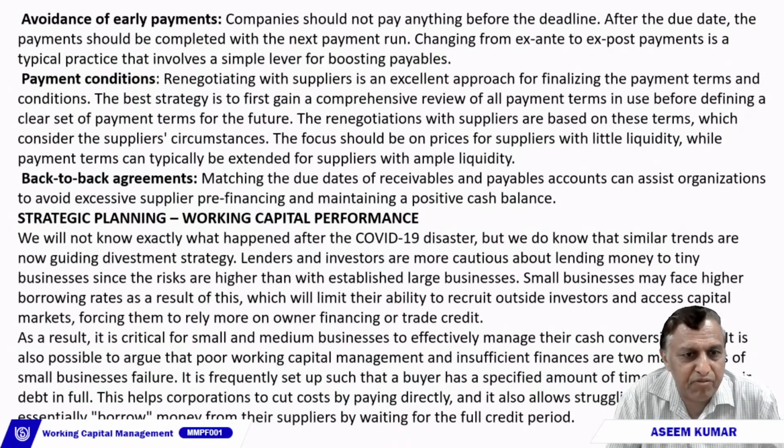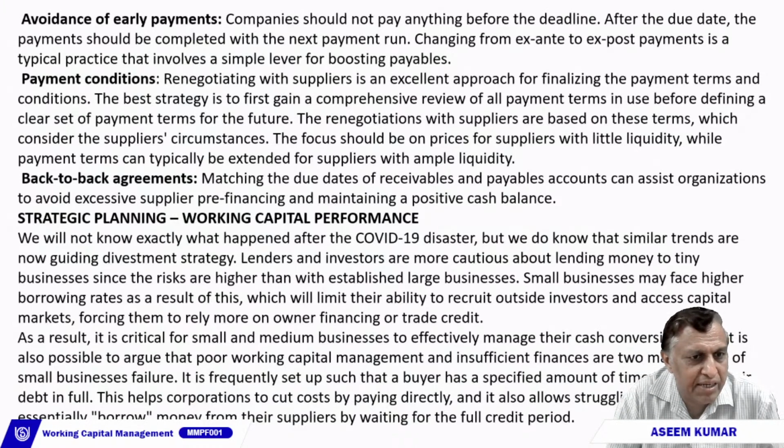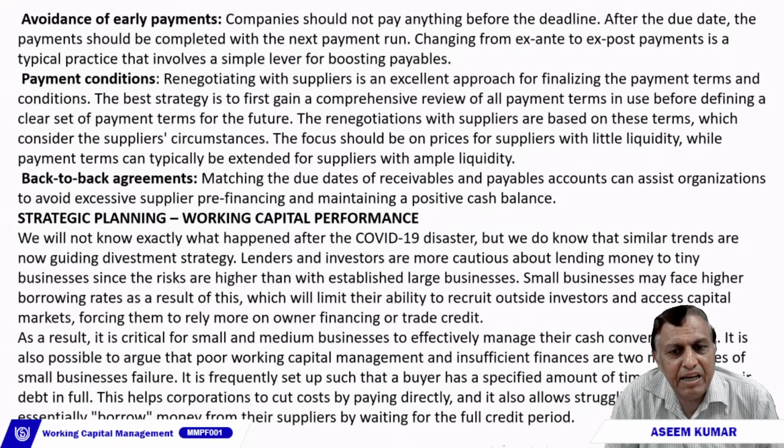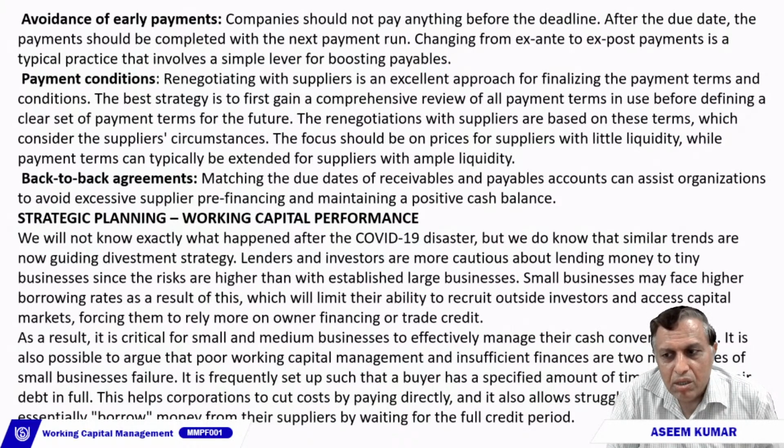Strategic planning for working capital performance. We will not know exactly what happened after the COVID-19 disaster, but we do know that similar trends are now guiding divestment strategy. Lenders and investors are more cautious about lending money to tiny businesses since the risks are higher than with established large businesses. Small businesses may face higher borrowing rates as a result of this, which will limit their ability to recruit outside investors and access capital markets, forcing them to rely more on owner financing or trade credit. As a result, it is critical for small and medium businesses to effectively manage their cash conversion cycle.